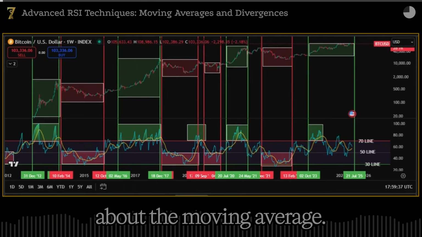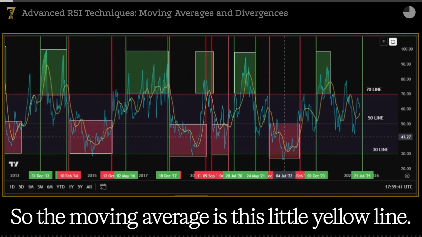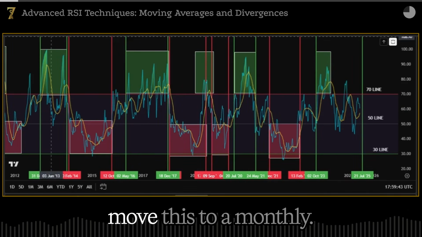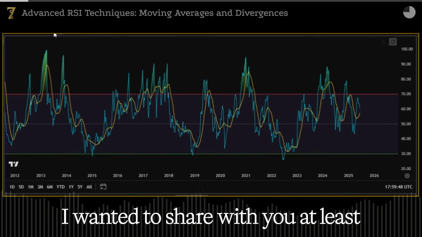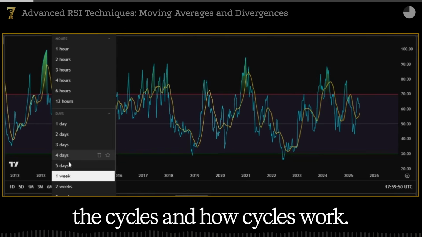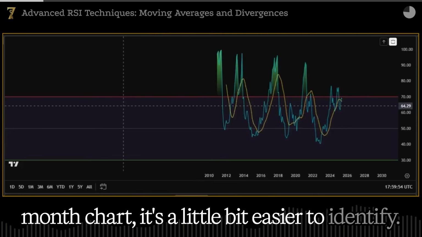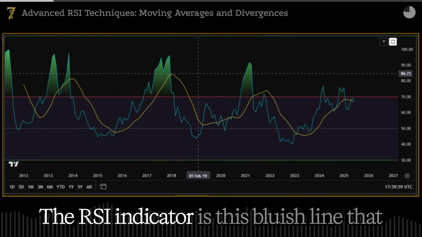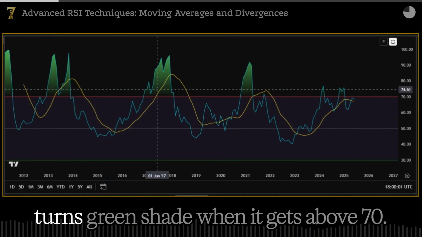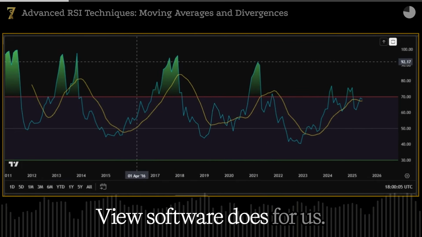Now, let's go back and talk about the moving average. So the moving average is this little yellow line. It's easily picked up if we move this to a monthly. So I'll get rid of the drawings because I wanted to share with you at least the cycles and how cycles work. But if we drop this all the way out to a 1 month chart, it's a little bit easier to identify. The moving average is this yellow line. The RSI indicator is this bluish line that turns green shade when it gets above 70. That's just what the TradingView software does for us.